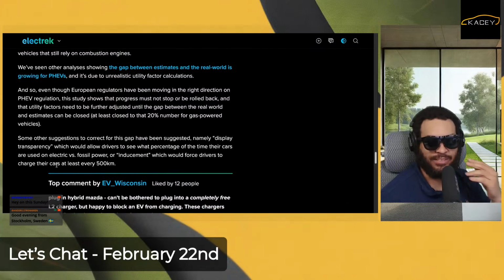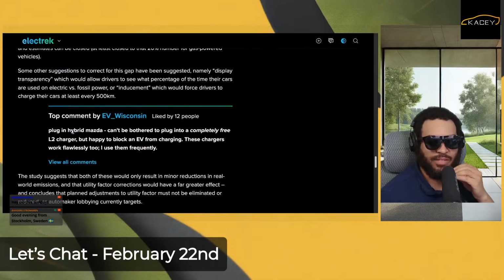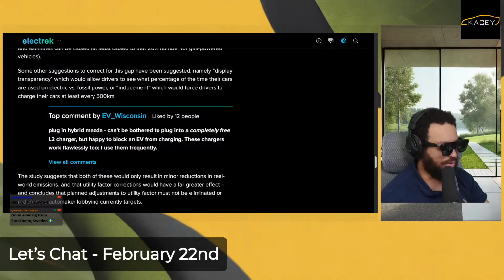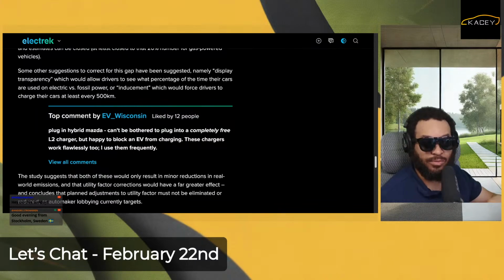Just saying. Top comment by EV Wisconsin says, in plug-in hybrid Mazda, can't be bothered to plug into a completely free L2 charger, but happy to block an EV from charging. The chargers work flawlessly too. I use them frequently. So I think that's in the middle of a conversation. But yeah, that's super annoying when you've got a PHEV wasting an EV charging spot like it's a parking spot. And thankfully, some jurisdictions have protections against that in the form of fees and tickets.